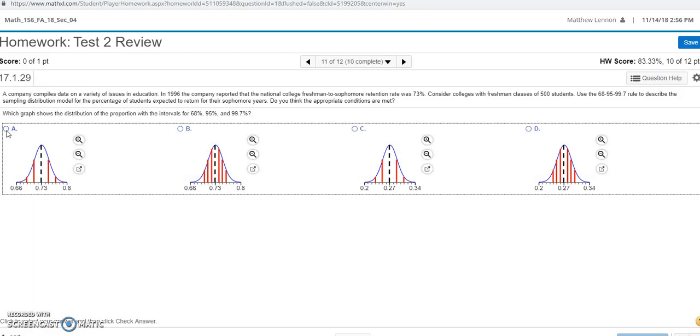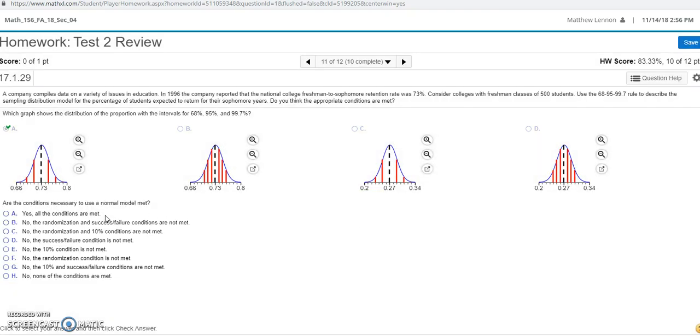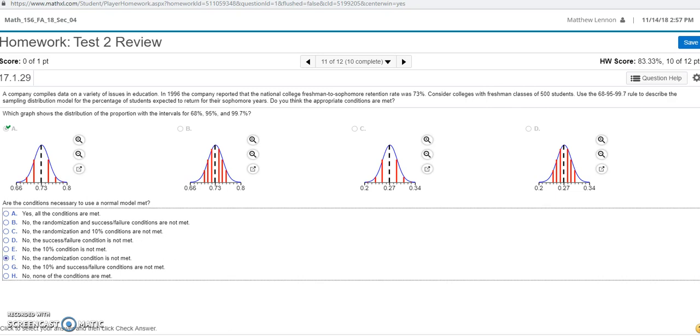So it should be A. All right. And then, are the conditions to use a normal model met? This one's kind of subtle, and the point is colleges with freshman classes of 500 students aren't representative, because many colleges aren't going to have sample sizes that large. So essentially that means we can't be taking a simple random sample of all the colleges. So in this case, the randomization condition is not met.